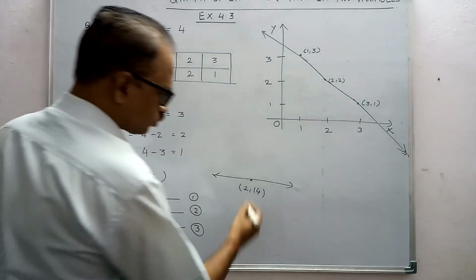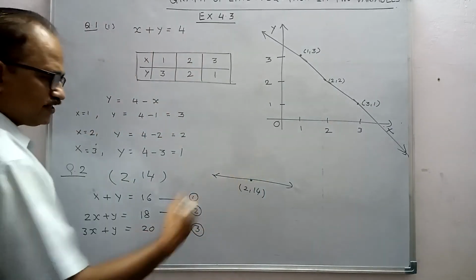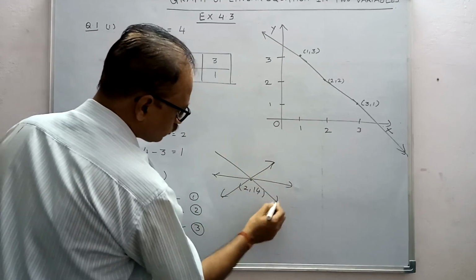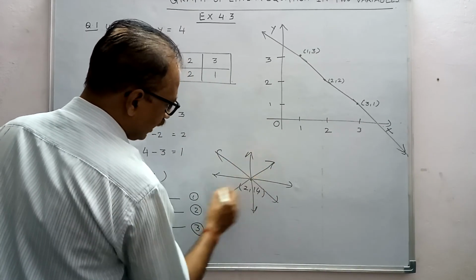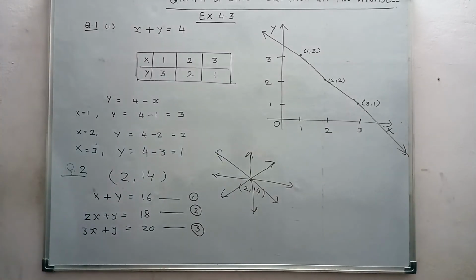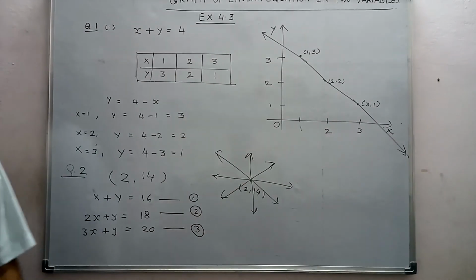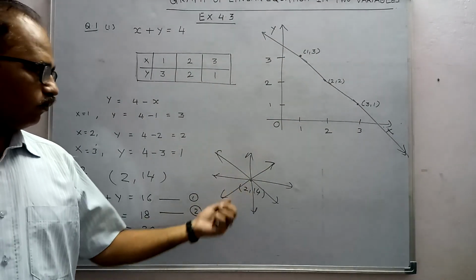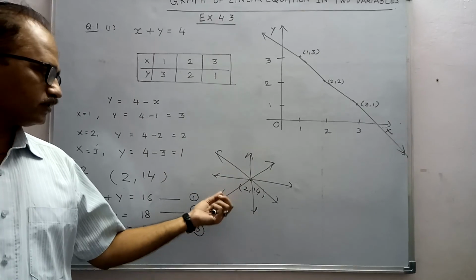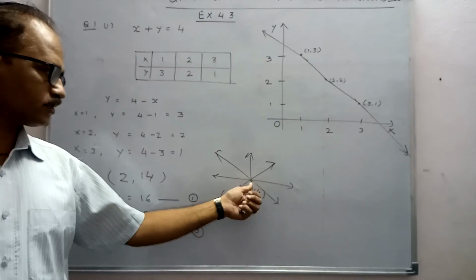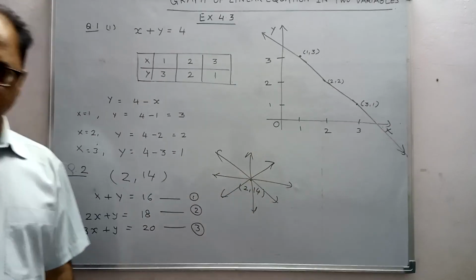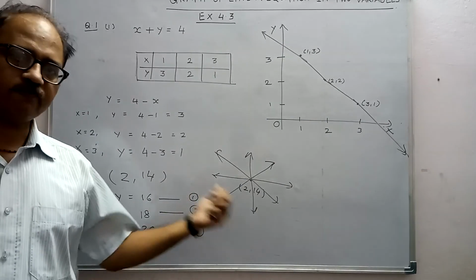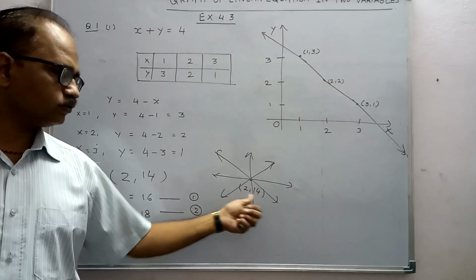Again the question says, through this point how many such lines are possible? Now you see, through this point the first line was drawn, then a second line, a third line, a fourth line, and so on. You can draw an infinite number of lines passing through this point 2, 14. Since through any point an infinite number of lines can pass, we come to the conclusion that an infinite number of lines can pass through the point 2, 14.